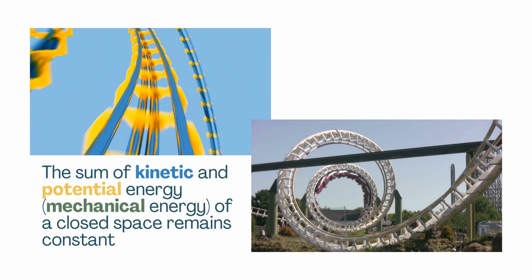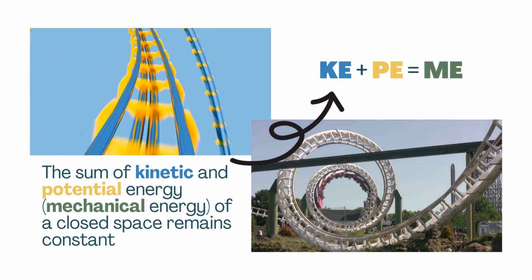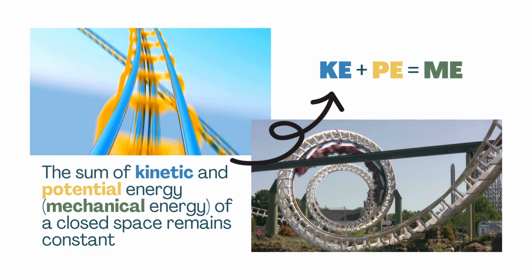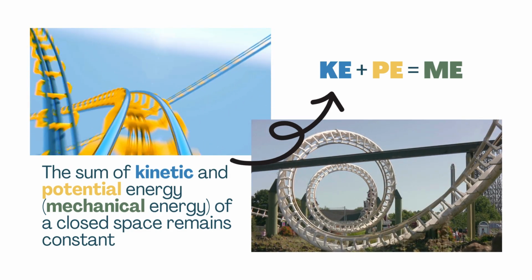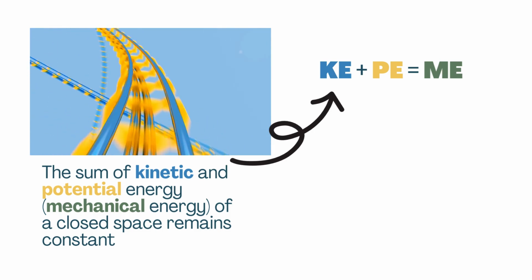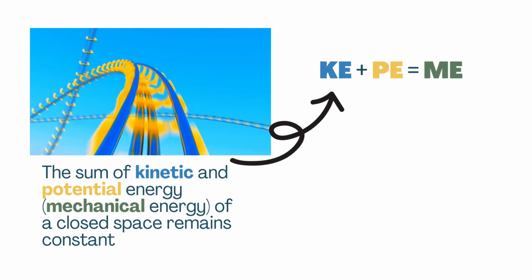In a roller coaster, that means that the energy does not become lost but changes from one form to another. The sum of kinetic and potential energy, which is mechanical energy, of a closed space remains constant. That can be described algebraically by saying KE plus PE equals ME.